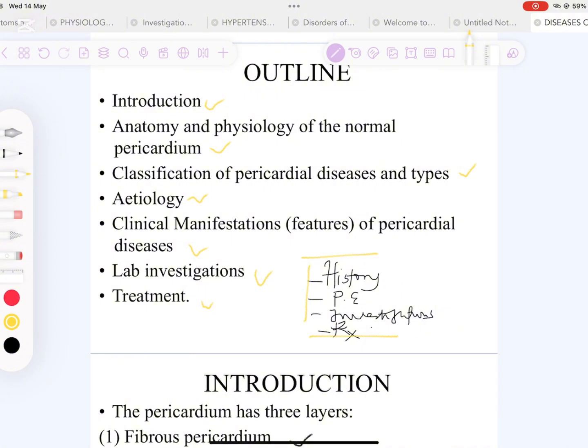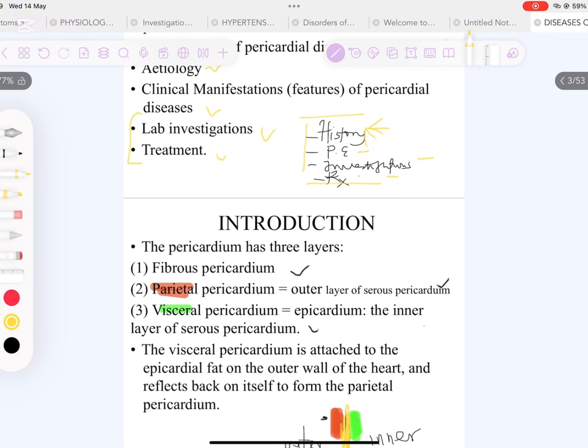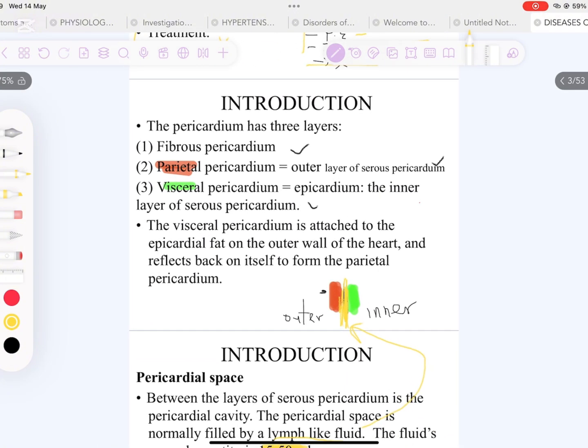But if you're now to explain a whole outline, write a whole essay, you can start dividing it. At least the history would move into the introduction aspect, the anatomy and physiology, classification, etiology, and clinical manifestations. And these clinical manifestations also apply in physical examination, and then the lab investigations and treatment, as we can already see here. Okay, so now let's get into the pericardium properly.